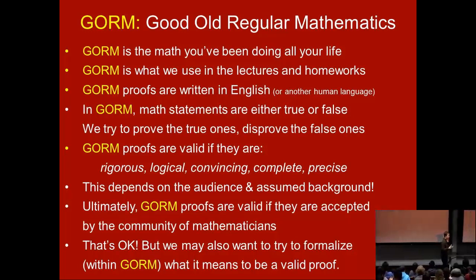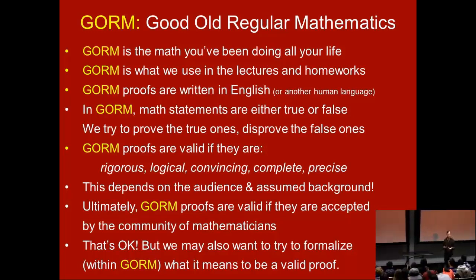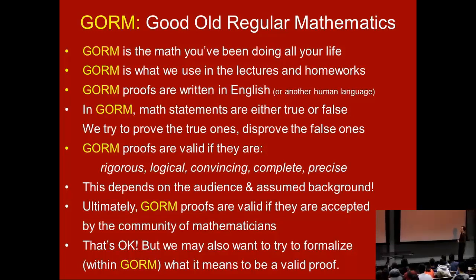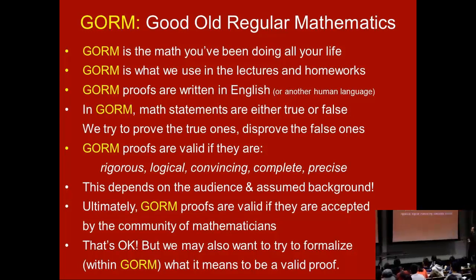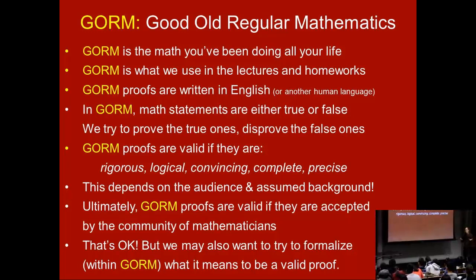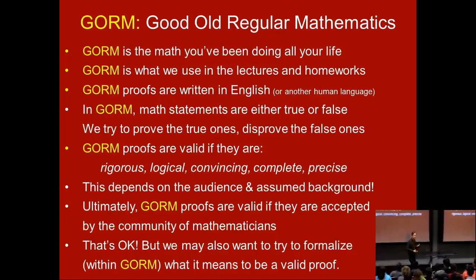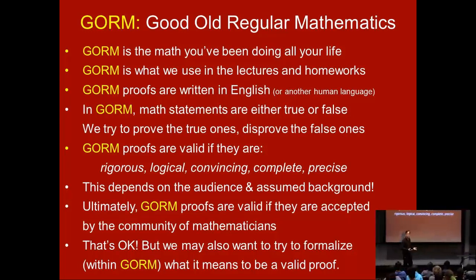And in regular mathematics, every statement is true or false, and you try to prove the true ones, and you try to disprove the false ones. Okay, that's how things go. Now, what does it mean to prove things? This is what we tell you about your homeworks and when you're reading books. In good old mathematics, a proof is supposed to be rigorous and logical and convincing and complete and cover all the cases, and should really convey to the reader why the statement is true and cannot possibly be false.